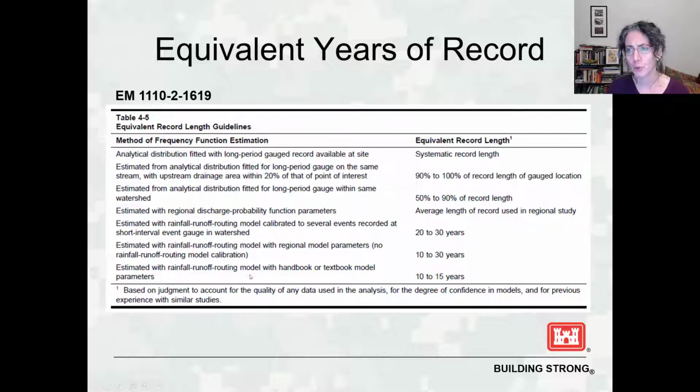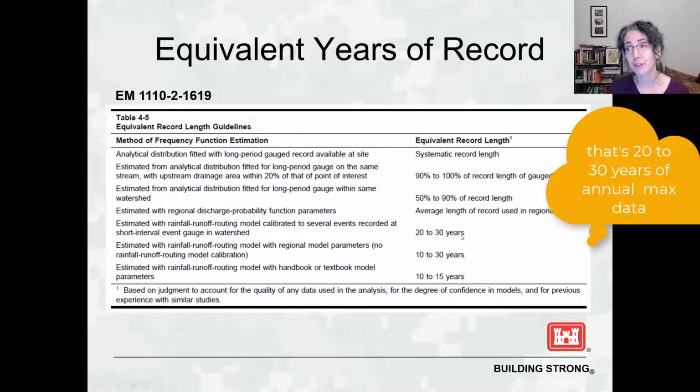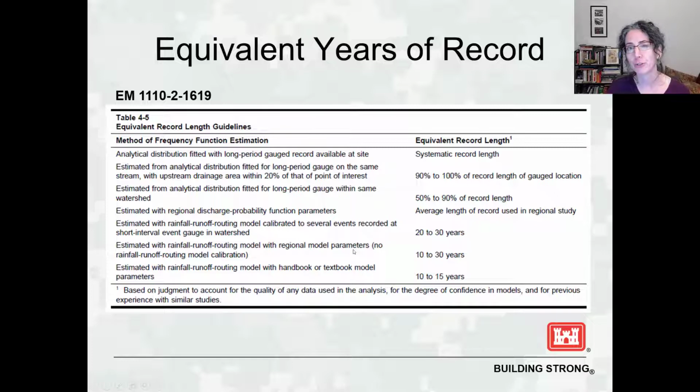Next, we move on to rainfall runoff modeling. The first is a rainfall runoff model calibrated to several events within the watershed, and they say that was equal to about 20 or 30 years. Then we have a rainfall runoff model that was not calibrated and instead is using regional parameters. That's called equivalent to 10 to 30 years. That might even be a typo and should be 10 to 20. Then finally, a rainfall runoff model that doesn't even have regional parameters and is just using handbook parameters, and that's 10 to 15 years. So as you can see, the assumed record length is quite a bit less for the rainfall runoff modeling approach.